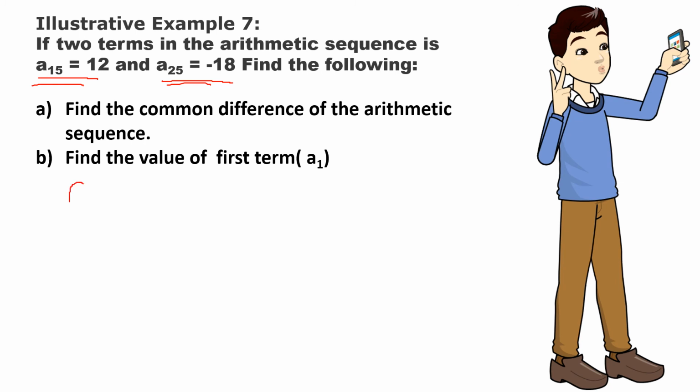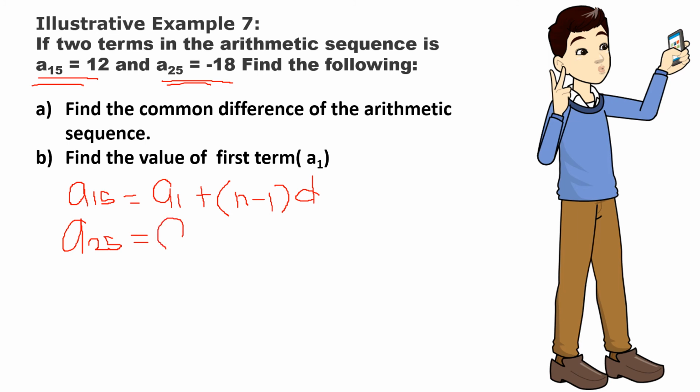Susulat natin A15. So pwede na tayo mag-start sa A15. Since positive yung ating A15. Equals A sub 1 plus 15. So that would be n minus 1. So this would be the representation of the A sub 15. Then yung next is A sub 25 equals A sub 1 plus n minus 1, letter D.